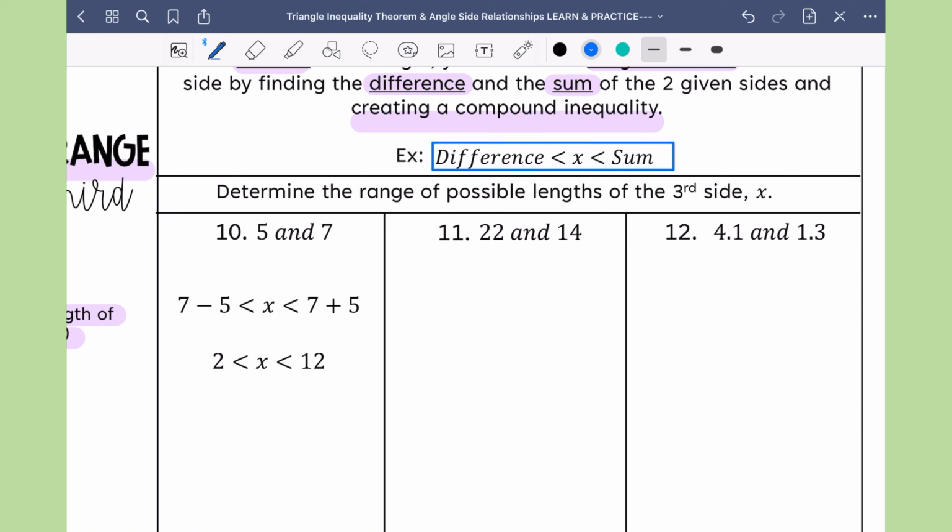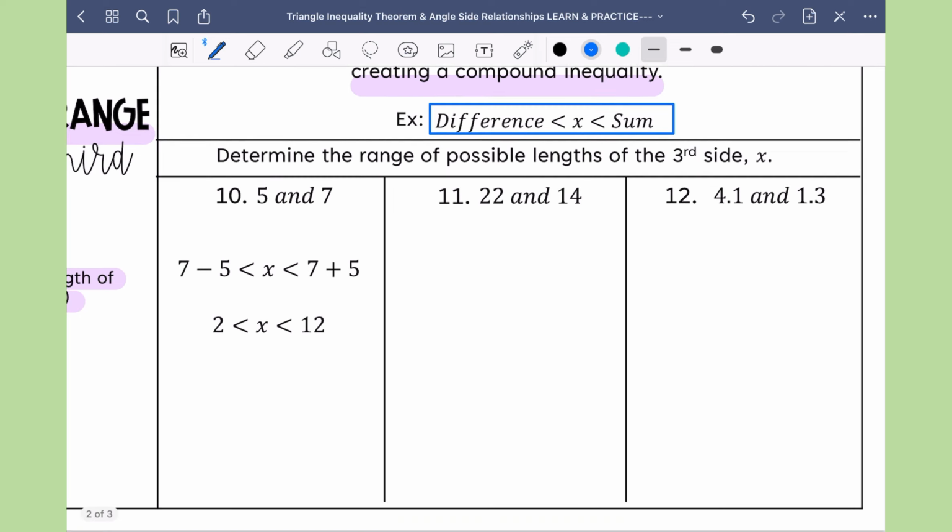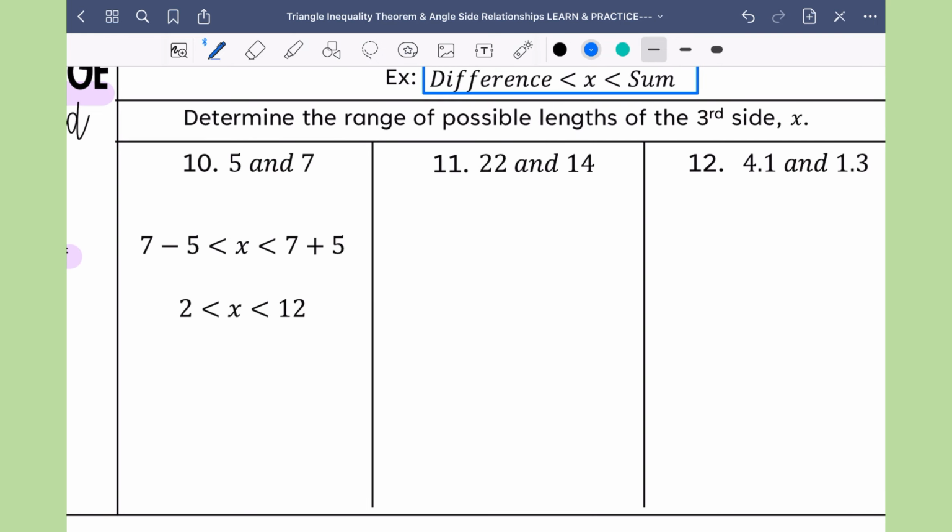So when you find the difference, it's going to be on the left, and the sum will be on the right. It says, determine the range of possible lengths of the third side x. Okay, and they gave me 2 of the lengths. So number 10, it says 5 and 7. If I find the difference here on the left, 7 minus 5 is 2. That's where my range starts. It starts from 2. And then the other side is 7 plus 5, the sum, which is 12.